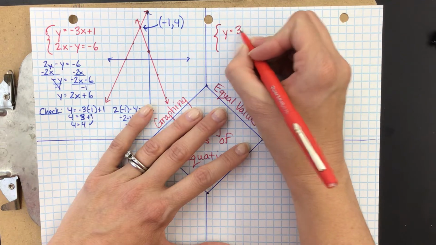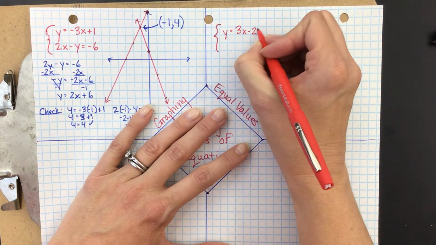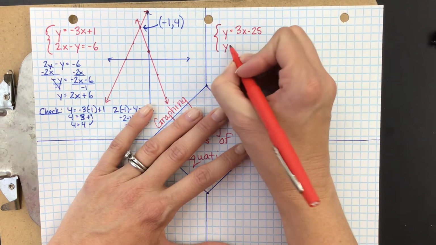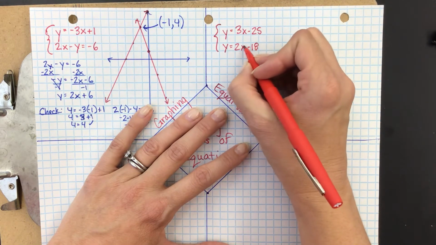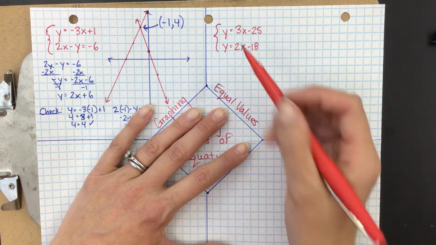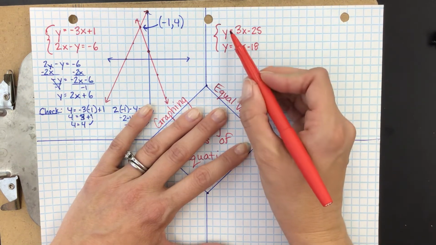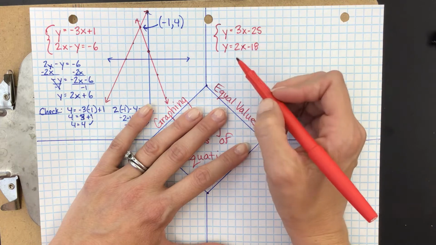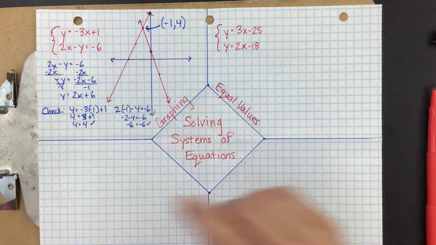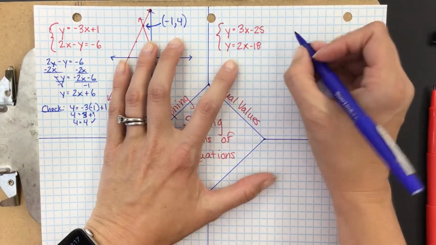This is set up very nicely for equal values. You're only going to use equal values if it's already solved for both equations are solved for the same variable. That's the only time it makes sense. Since I know this whole thing is equal to y and this whole thing is equal to y, then they have to be equal to each other. So I'm going to go ahead and set these two expressions equal to each other.